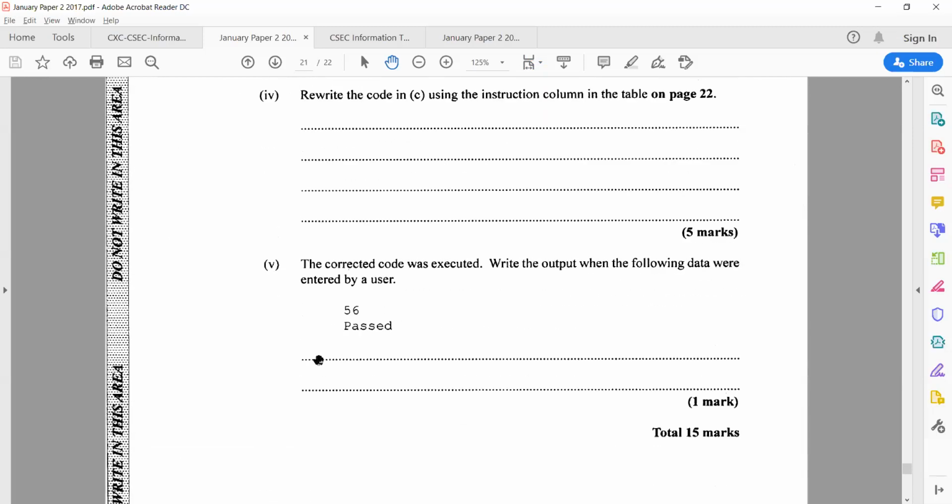And the last part to the question, the corrected code was executed, right? The output when the following data were entered by the user. So if the user entered this, what would have been output by the program? Right, an answer came in, that's correct. We're waiting to see if anyone else is going to attempt this.